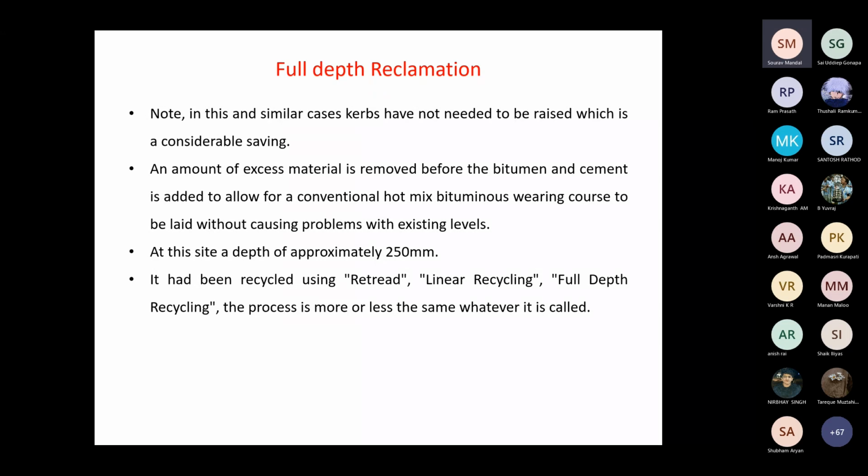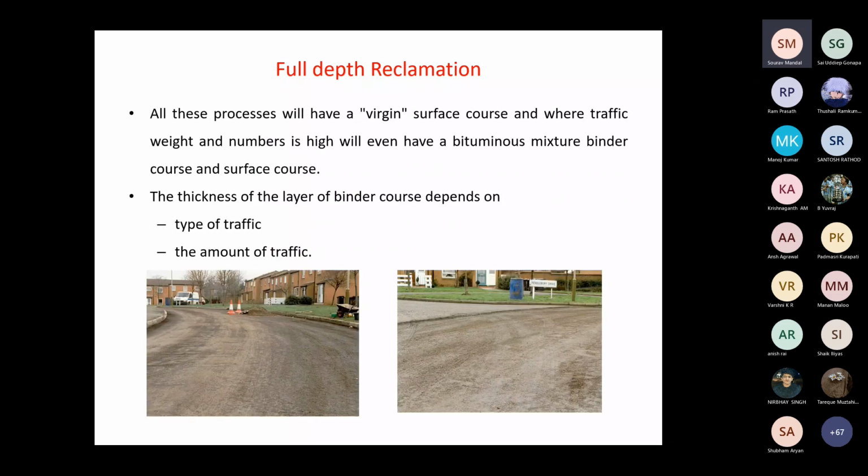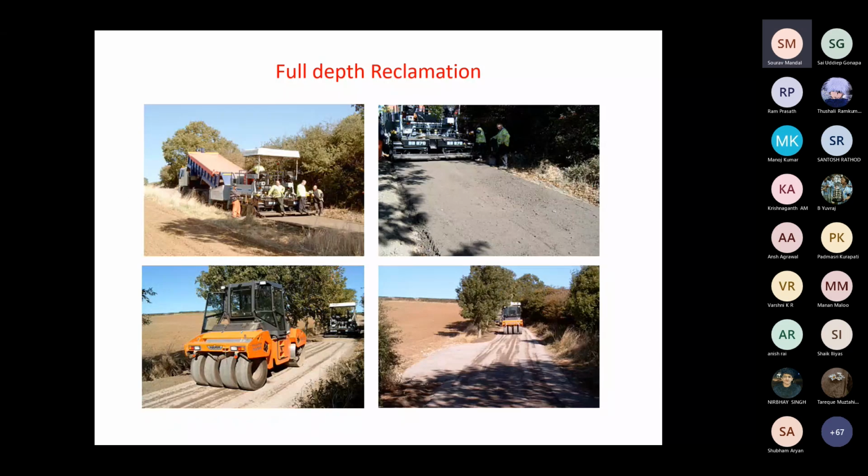So it has been recycled using a retread. This linear recycling and full depth recycling are more or less the same, whatever it is called; it has many names. Now all these processes will have a virgin surface course, and where traffic weight and number is high will even have a bituminous binder course and surface course. A virgin layer means some new material you are using will just form a new layer, and the thickness of the binder course depends on the type of surface and the amount of traffic also. This is full depth reclamation.